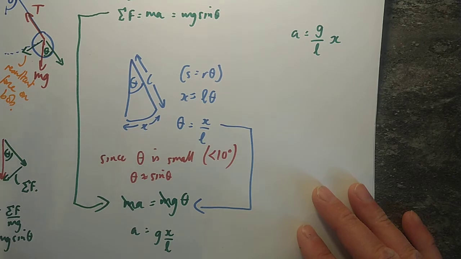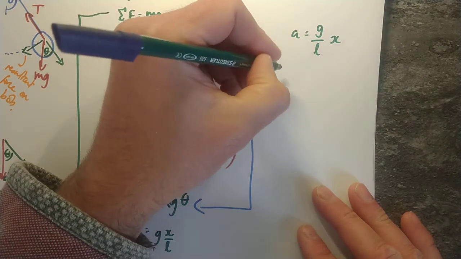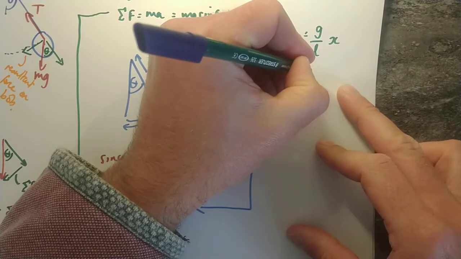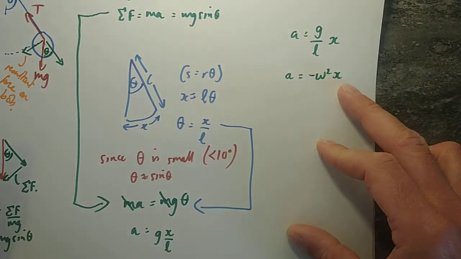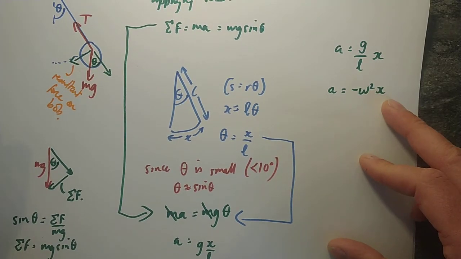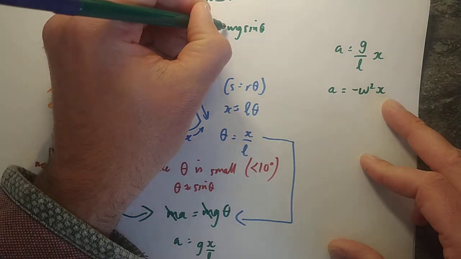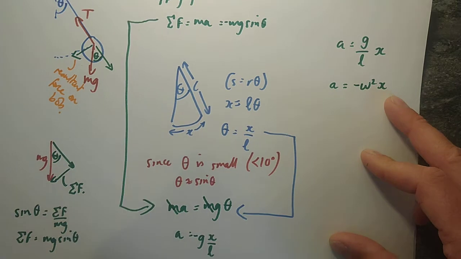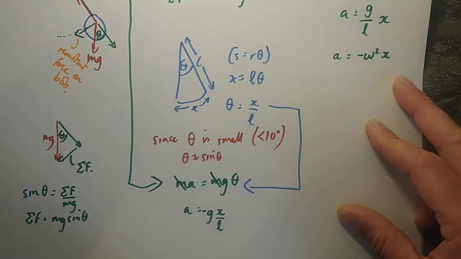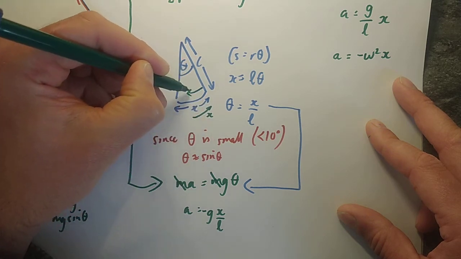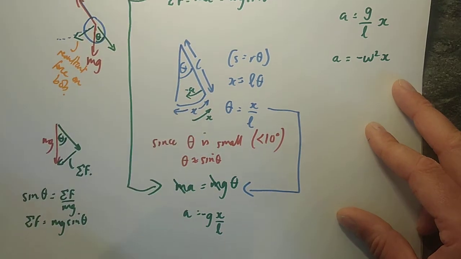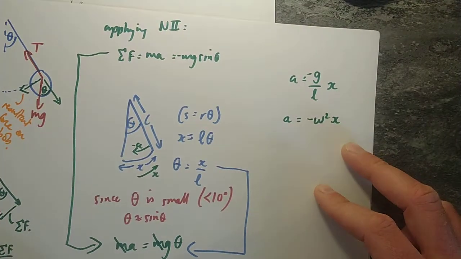Now we know that this is simple harmonic motion. We're told it's simple harmonic motion, so we can compare this to a equals minus omega squared x. I've done it again as in one of my other videos. I've forgotten the minus sign. We should have a minus sign in here, because the acceleration is in the opposite direction. So if that's our displacement that way, then the acceleration is in that way there, and they're in opposite directions. So we have the minus there.